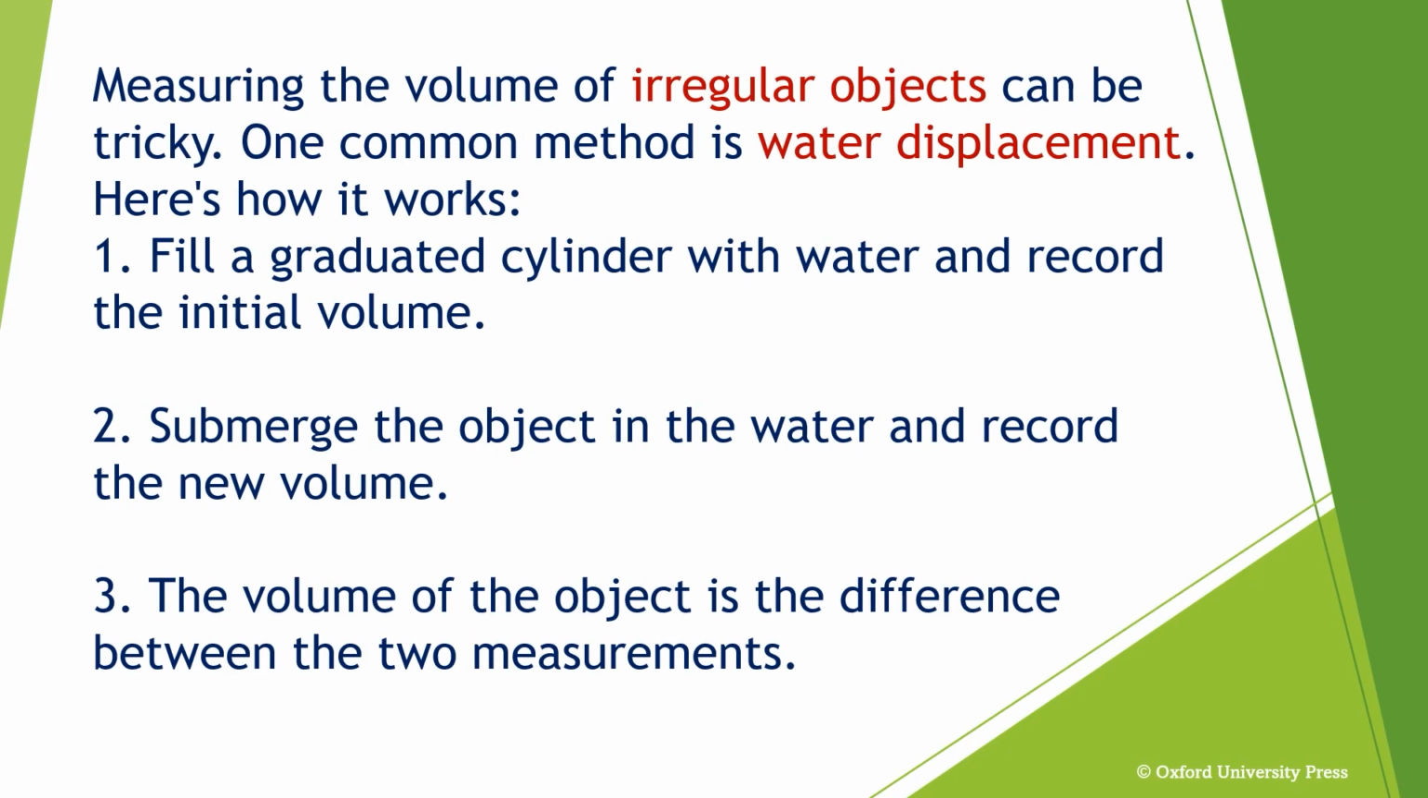Measuring the volume of irregular objects can be tricky. One common method is water displacement. Here's how it works. Fill a graduated cylinder with water and record the initial volume. Submerge the object in the water and record the new volume. The volume of the object is the difference between the two measurements.